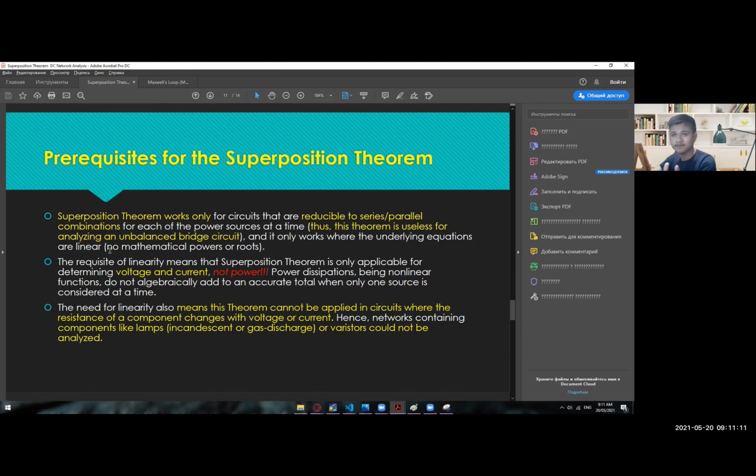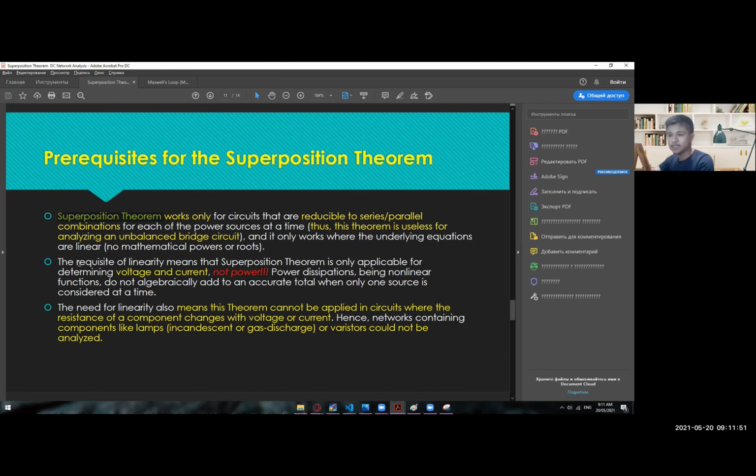So if a circuit cannot be simplified using Ohm's law and series-parallel connection, then you have to use the mesh current method or Kirchhoff's law, either of those two. But if it can be simplified using a series-parallel connection, and it has a lot of voltage sources or current sources, then you can use superposition theorem. Okay, so that is the limitation when it comes to superposition theorem. Unlike the mesh current method, you can solve anything.